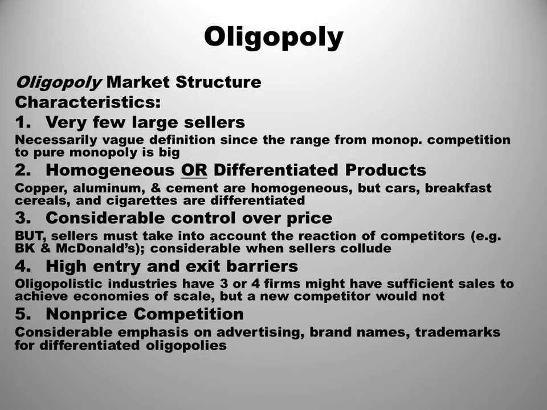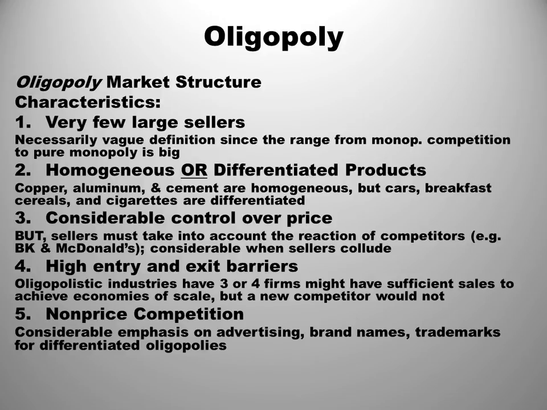They're the same. But cars, breakfast cereals, cigarettes, those are differentiated. And by the way, those things are controlled by a handful of very large, very small number of companies. And therefore, there is considerable control over price. But sellers must take into account the reaction of their competitors. Burger King and McDonald's, Burger King wants to raise the price of their hamburger 20 cents. And they have to think about, well, how will McDonald's react to this? It's called game theory. We'll talk more about it in a future video.